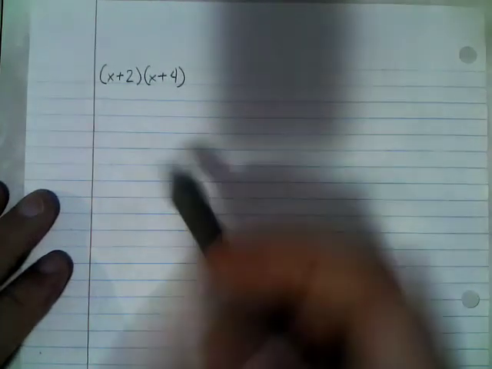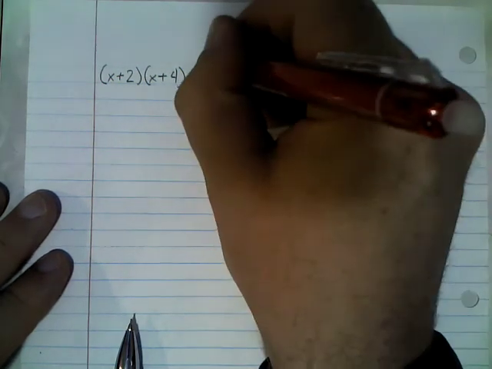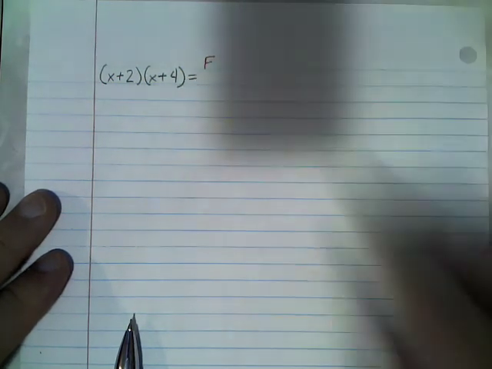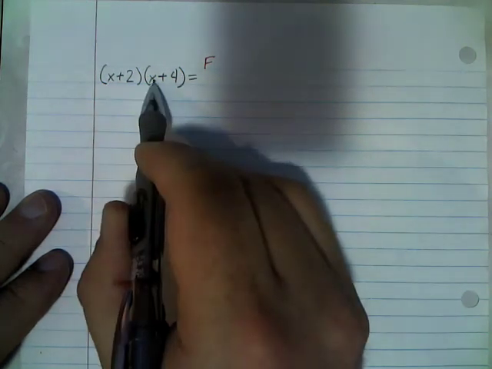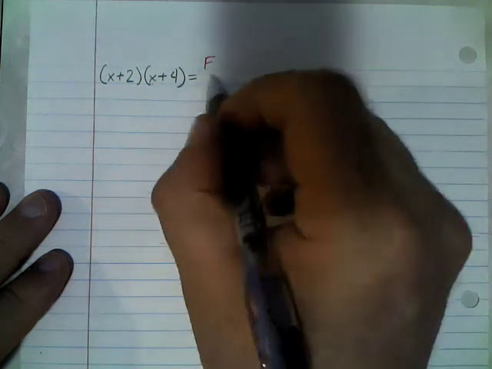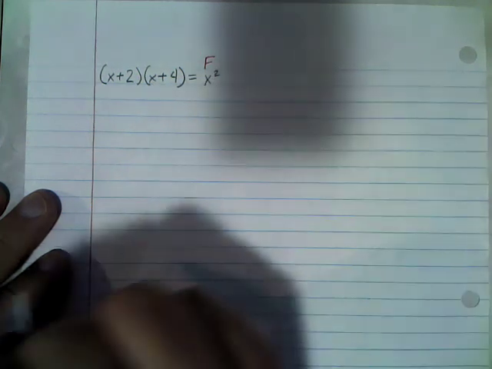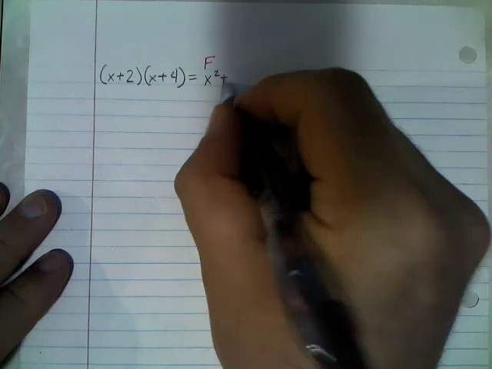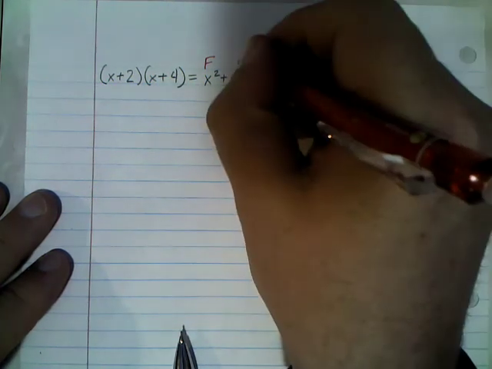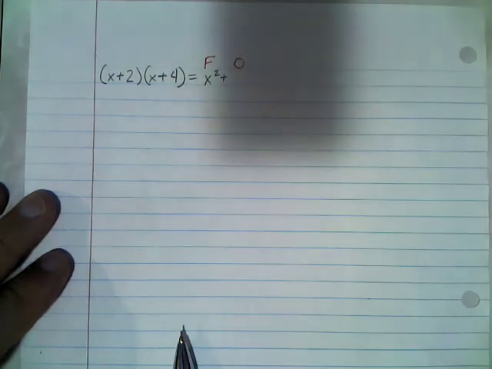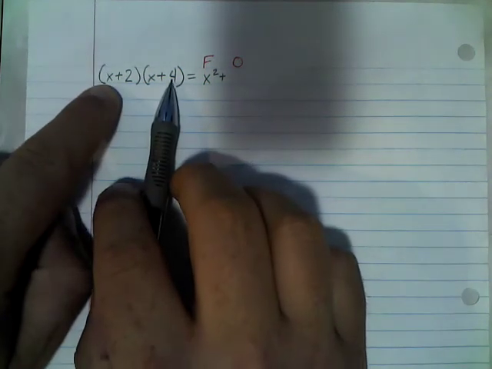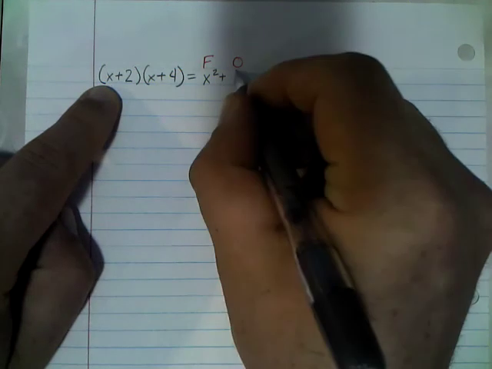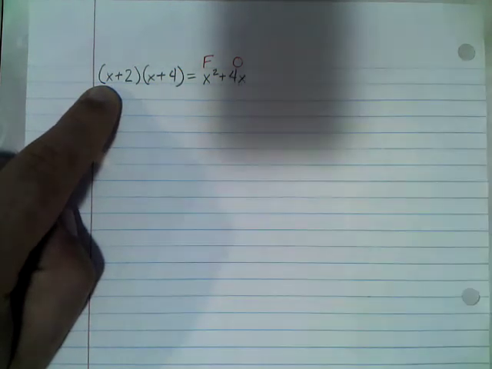So if we FOIL this then, I'm going to start with the F. So F, first. The first term here is x. The first term here is x. x times x is x squared. Plus the outside terms multiplied together. So going on the outside of the problem, I have an x and I have a 4. So x times 4, we put the 4 in front, 4x.